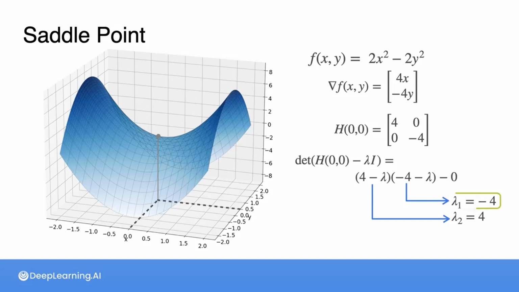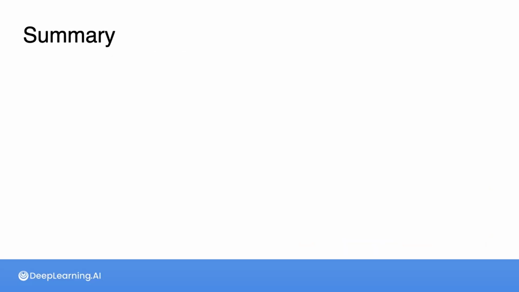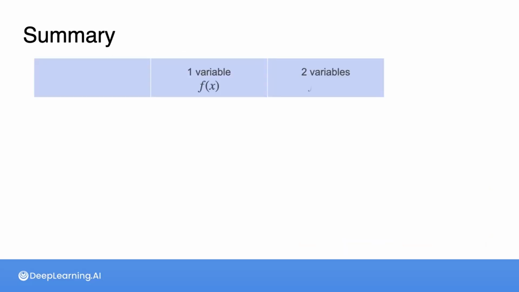In this case, because this eigenvalue is negative and the other one is positive, (0, 0) is actually a saddle point, a point that is neither a minimum nor a maximum. So here is the summary. We're going to have one variable functions, two variable functions, and functions in n variables.